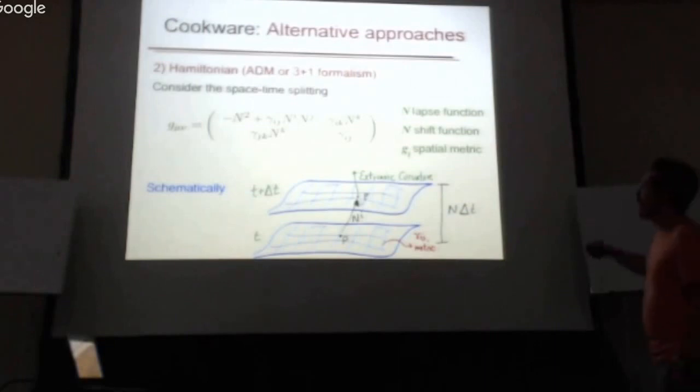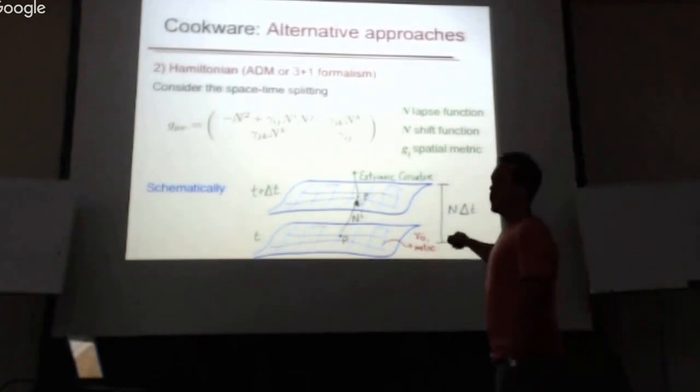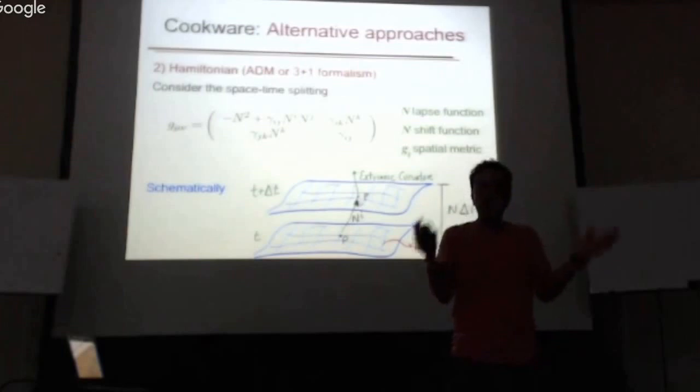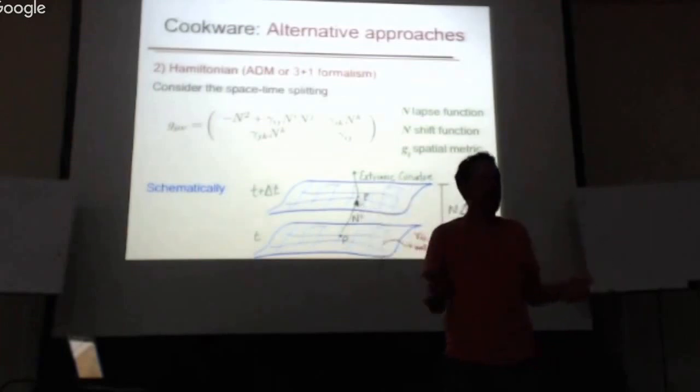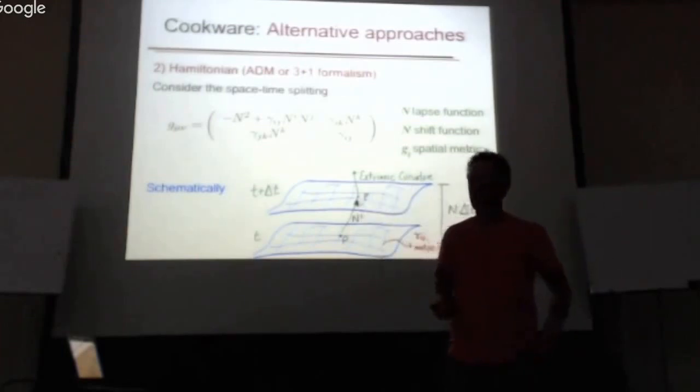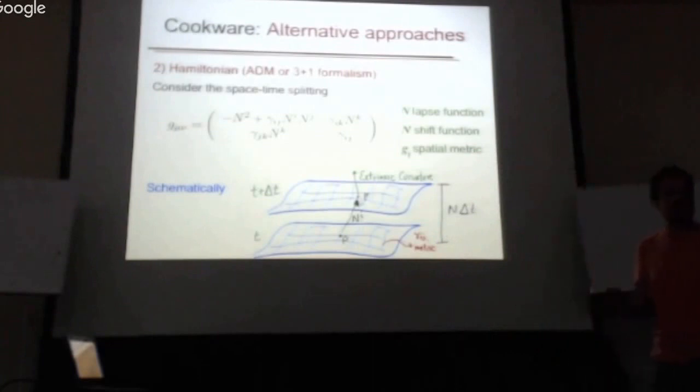So remember, the metric is just a matrix that has a bunch of components, a bunch of functions, right? 10 independent functions. So I can put different names to the components, and still they will be functions. So I can call the 0, 0 component just by this function N plus this bit.